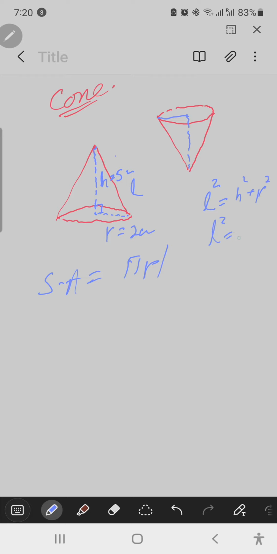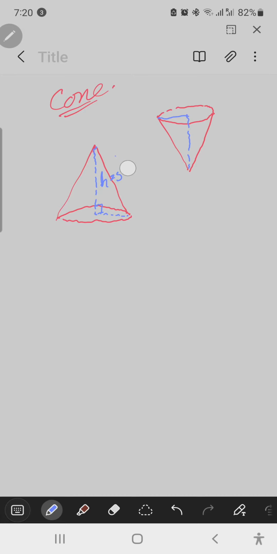So L square is equal to H square, meaning 5 square, plus R square, meaning 2 square. So L square is equal to 25 plus 4. So L square is equal to 29. We don't need L square, we need L. Take the square root on both sides. L is equal to the square root, and you can use that value here. So if either of these is missing, you can use this formula to find the other side.